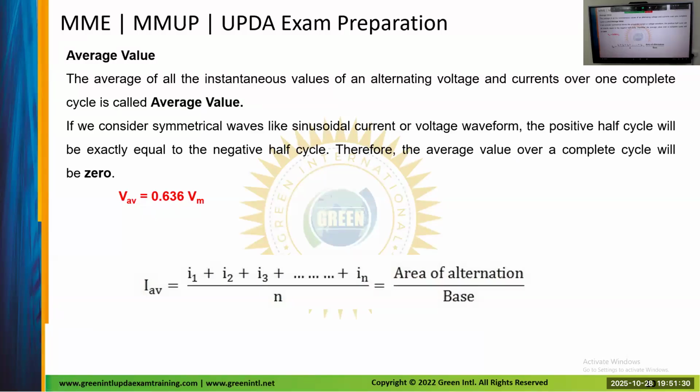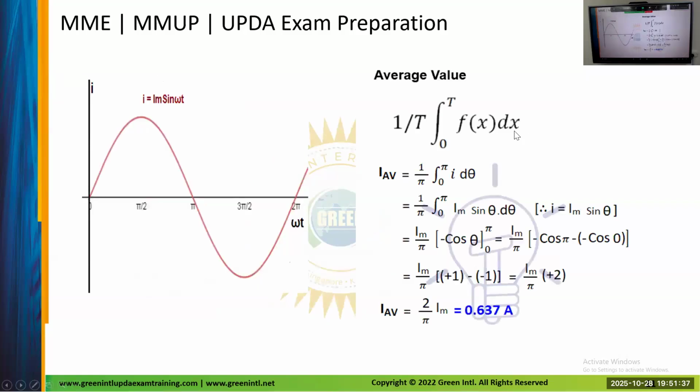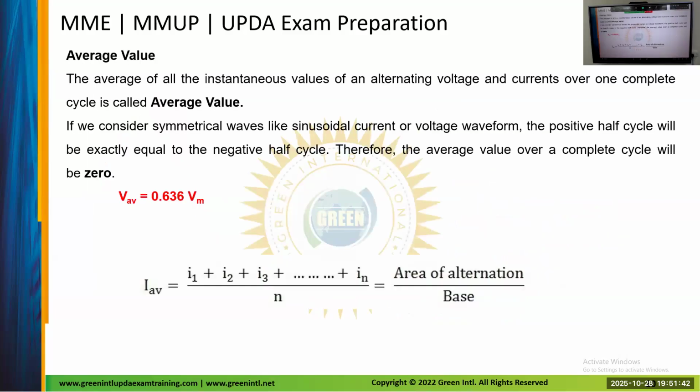And the fourth one, the last one, average voltage. Similarly, here also we are using that integration. In our exam, they didn't ask about the integrations, but we must remember this formula. V average is equal to 2 by pi Vm, which is equal to 0.636 Vm. So we must learn this formula or these values by heart.